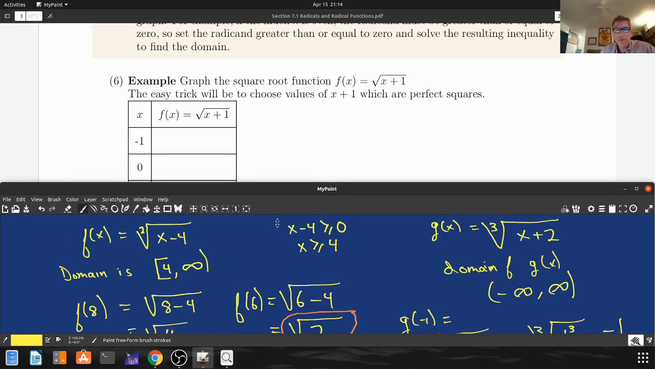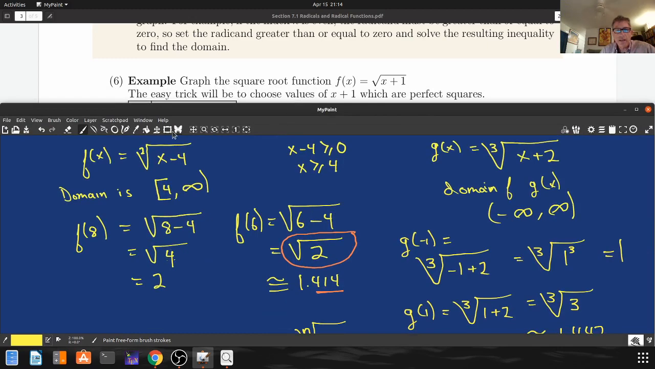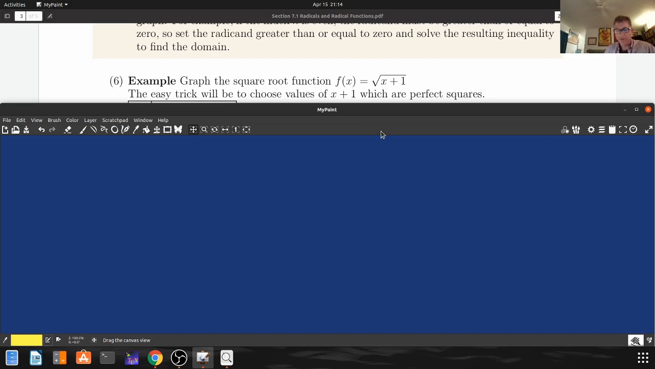So here we're going to do that. I give you a hint here, but let's just do it. Let's see if we can figure it out without me doing too much. Okay, so this is number 6 question. So we want to graph f of x is equal to the square root of x plus 1.